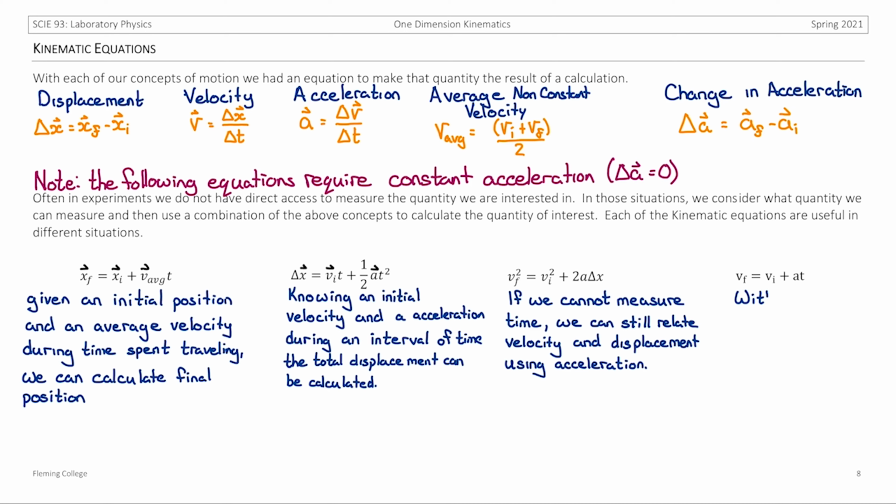And the final equation on our list is really just a simple rearrangement of our acceleration definition. And it says that if we want to know the final velocity of an object when we know the initial velocity and the amount of acceleration it undergoes, we can calculate how fast it will be going after an interval of time.